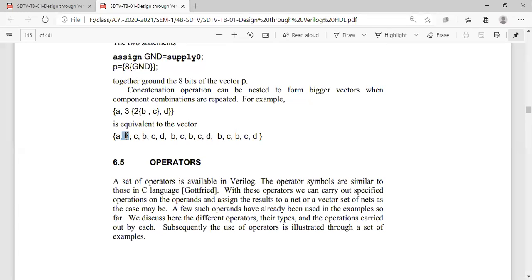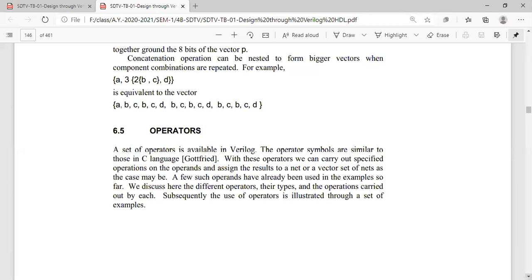So here you can see BC BCD. This is one part. This is BC BCD, another part. This is BC BCD, another part. For the total thing we have A here, and this total thing is concatenated. See, instead of writing such a long statement with so many bits, we are writing it in a shorter statement, which helps us while executing the program.